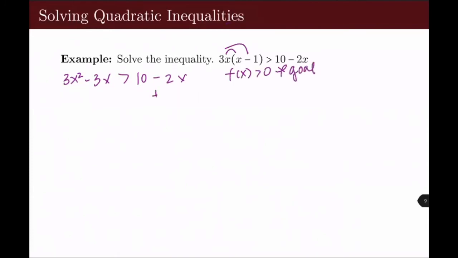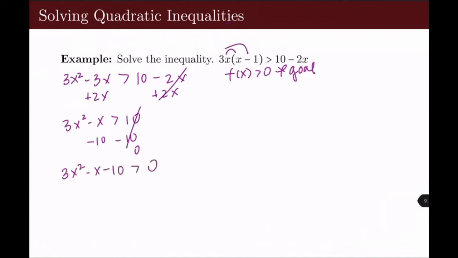So we are going to add 2x to both sides. That means we get 3x squared minus x is greater than 10. And then we will subtract 10 to get 0. So we have 3x squared minus x minus 10 is bigger than 0. What we'll do next is factor. So remember, we'll do the AC method. 3 times negative 10 is negative 30, and we want factors that add to negative 1. I think negative 6 and 5 will do fabulously.